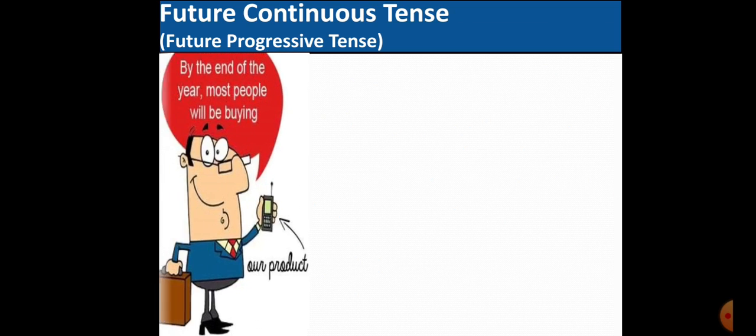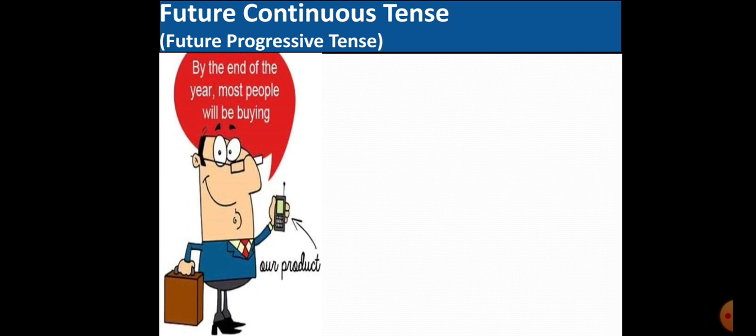Future continuous, you already know, we have discussed this in the past, that continuous is also known as progressive. So future continuous tense is also known as future progressive tense. So where is this man going? He is selling his product. Let's understand what he is trying to say. By the end of the year, most people will be buying our product.